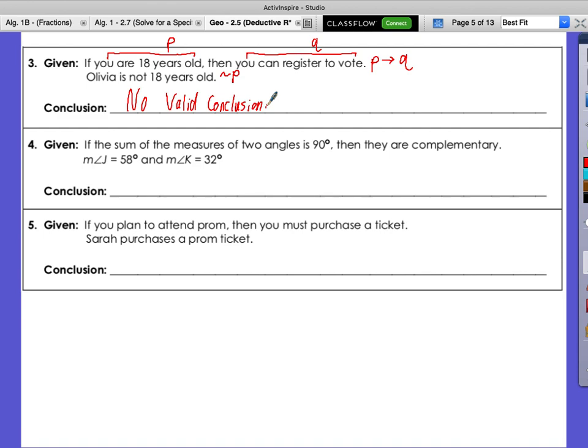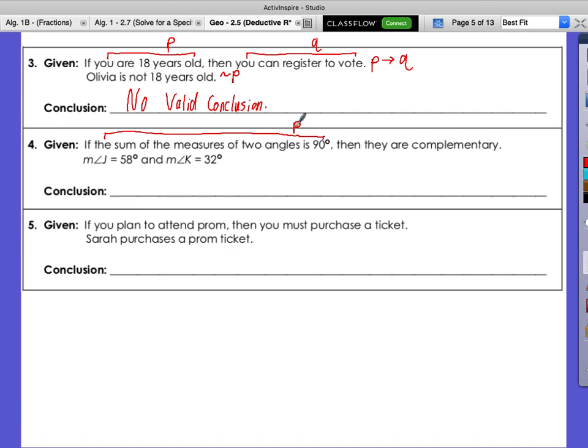Okay. Let's look at number 4. If the sum of the measures of two angles is 90 degrees, then they are complementary. You know that's true. If you add two angles together and they get 90 degrees, it's complementary. The sum of two angles is 90 degrees. Is which part? P or Q?